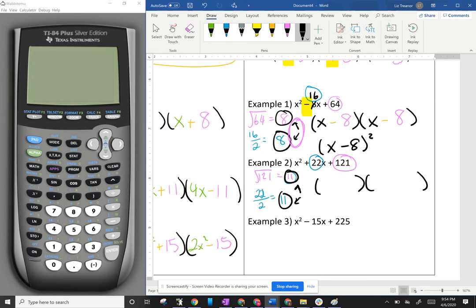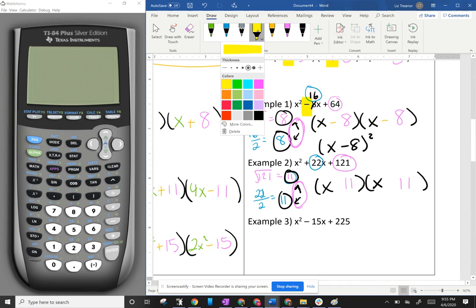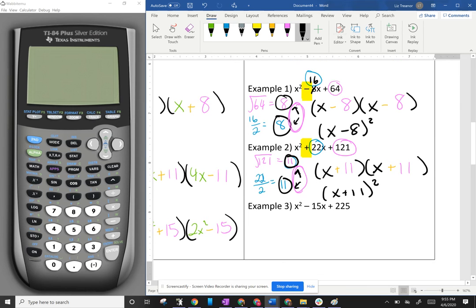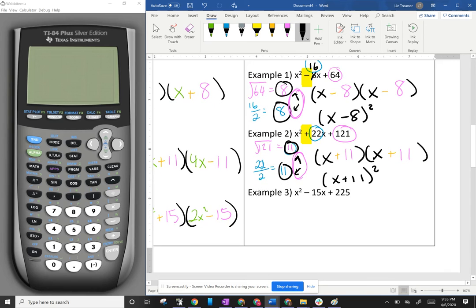So we're going to set it up again. X is the first term. And these two numbers here are 11 and 11. We keep our sign, which is a plus right here. So this is x plus 11 times x plus 11. So we get x plus 11 squared. Okay, that's example number 2. We're going to move on to the last example.